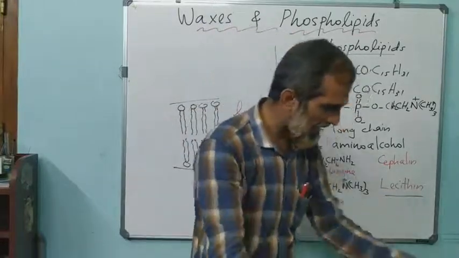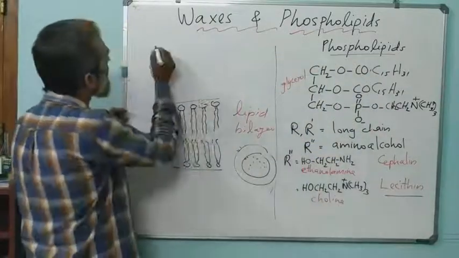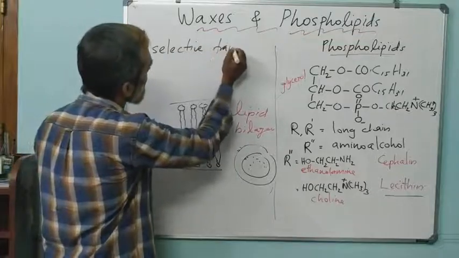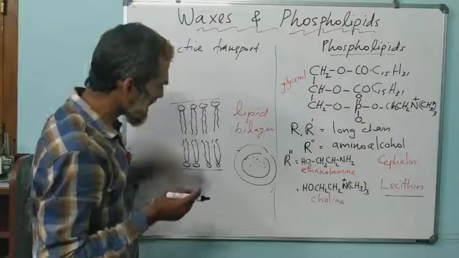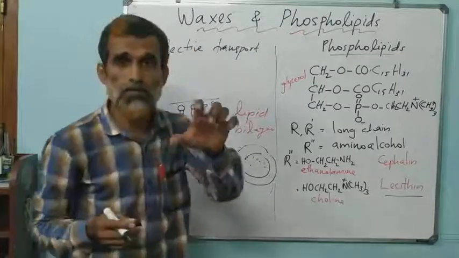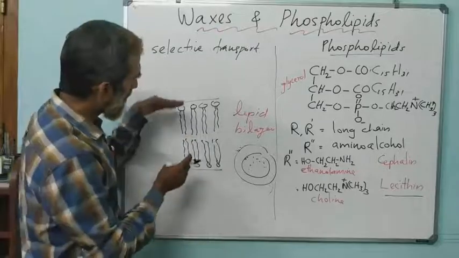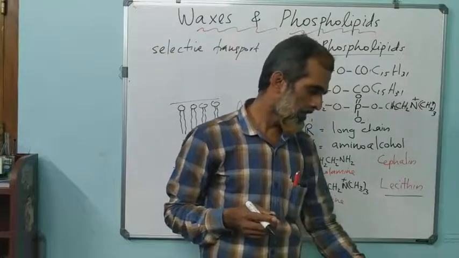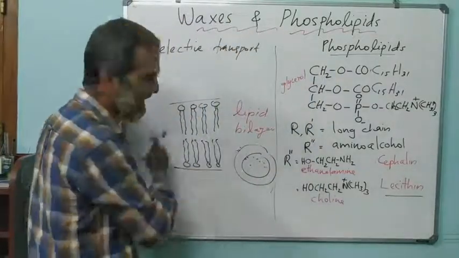Another important thing is that they allow selective transport. That means the cell wall allows some substances into the cell and prevents others. That's called selective transport. That is possible because of this dipolar nature or because of this bilayer structure. So selective transport is an important function of phospholipid or the cell membrane.